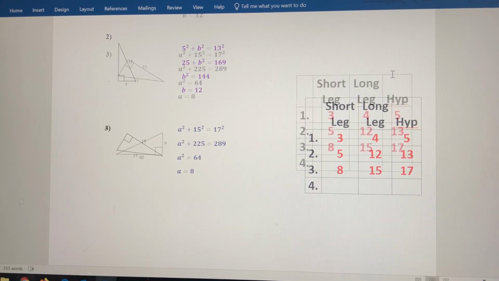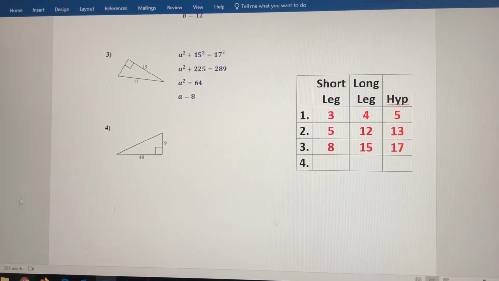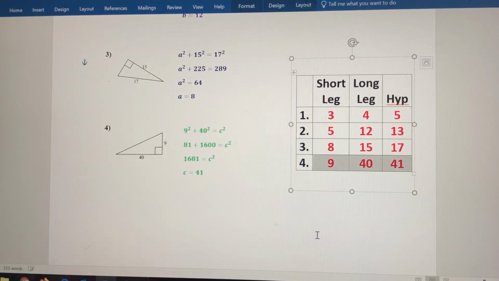One more to finish it up. And finally, number 4 here, we're solving for the hypotenuse again. Just wanted to show you another Pythagorean triple here. So we're solving for C. So 9 squared plus 40 squared equals C squared. Well, 9 squared is 81. 40 squared is 1,600. When I add those together, I get 1,681. Then I take the square root of both sides, and I get 41. So another Pythagorean triple that you'll see on occasion is 9, 40, and 41.